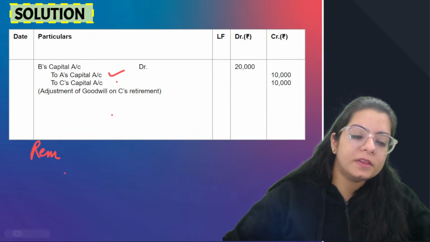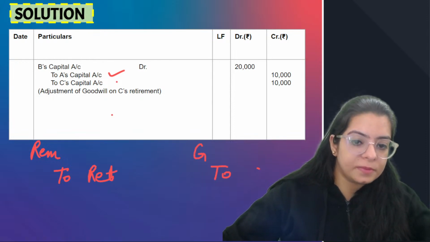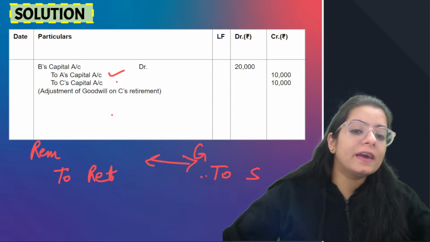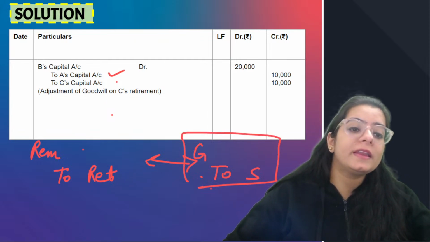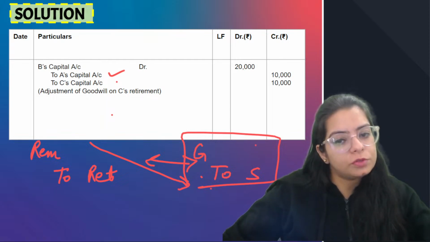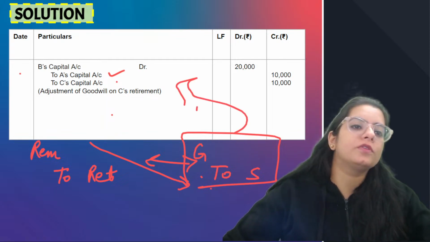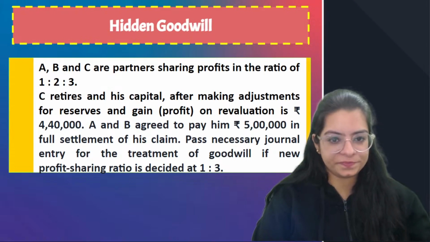Even if this is remaining to retiring, right? Even if gaining to sacrificing means remaining to retiring, but if by chance in any situation you see that the remaining partner is also sacrificing, then you are going to follow the entry and post as per that only.